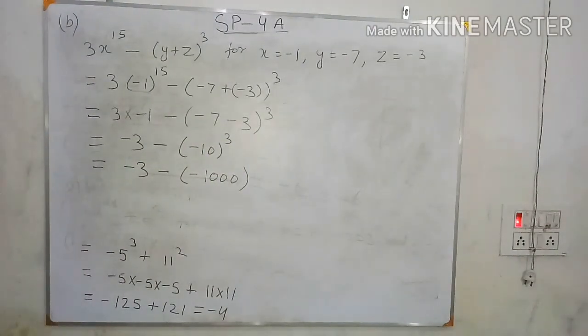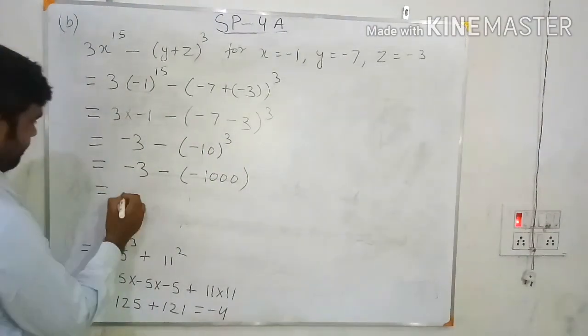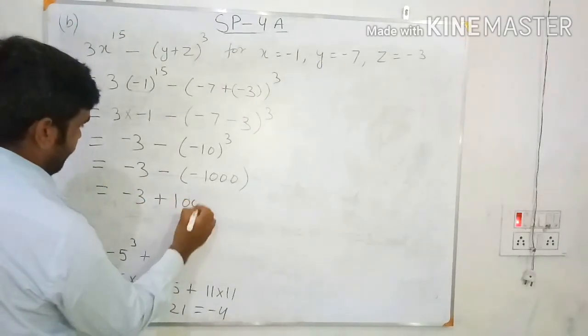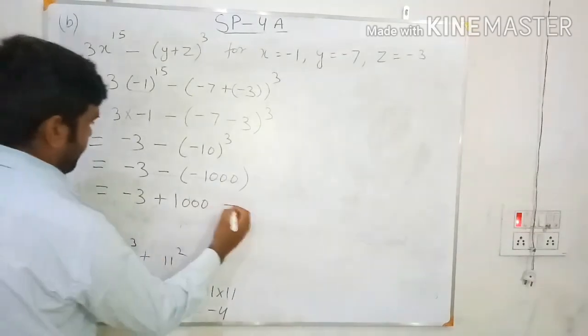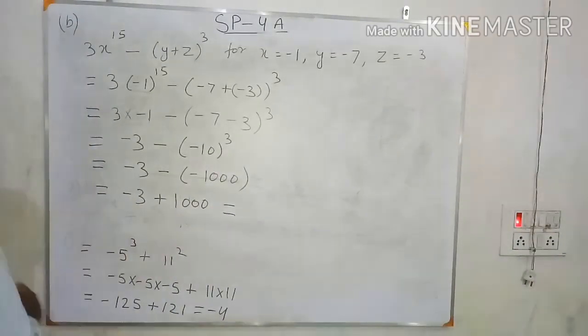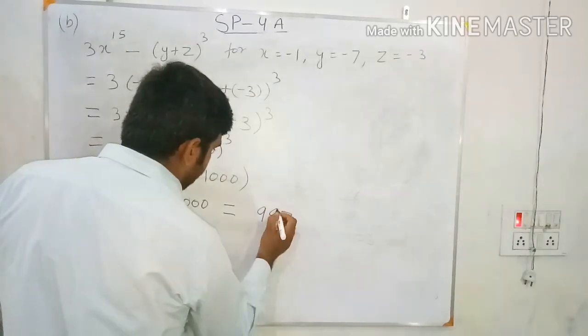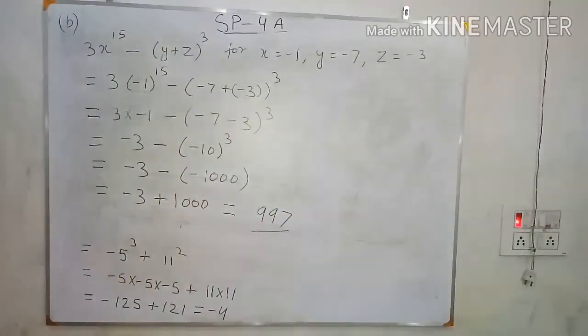What will be this value? Minus 3 minus minus plus 1000. Now 1000 minus 3 gives you what? 997. 997 is the final answer.